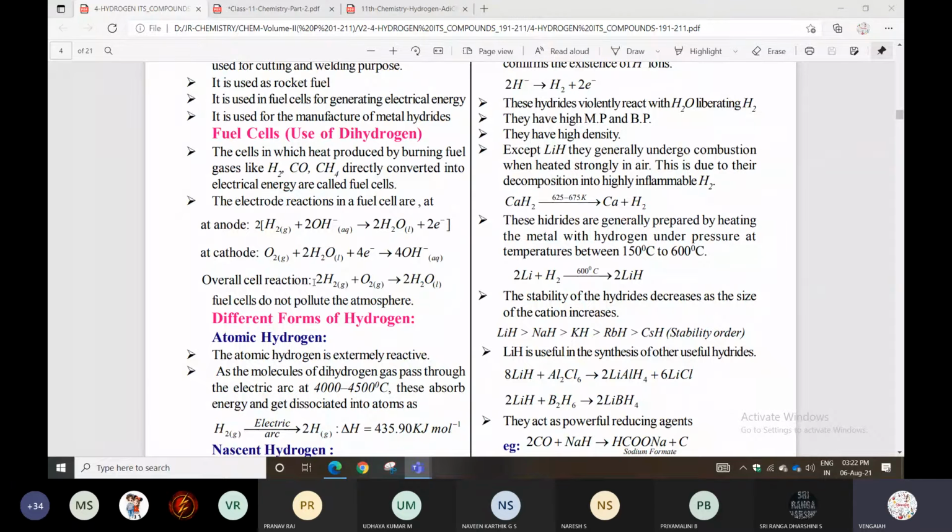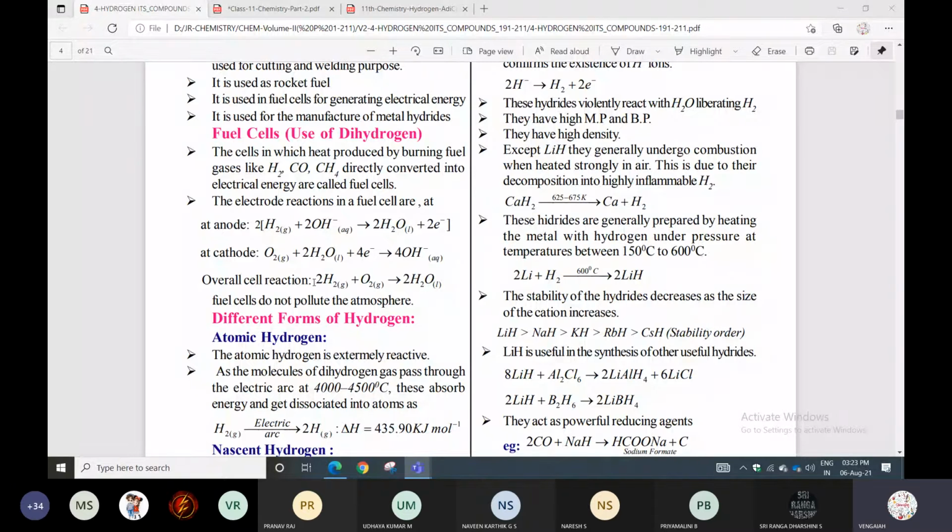In cells, you must remember what the anode is and what the cathode is. At the anode, what will happen, and at the cathode, what will happen. The anode condition is always loss of electrons. The cathode condition is gain of electrons. So you can follow what the overall reaction is. When reduction takes place at the cathode, oxidation takes place at the anode. Fuel cells do not pollute the atmosphere.